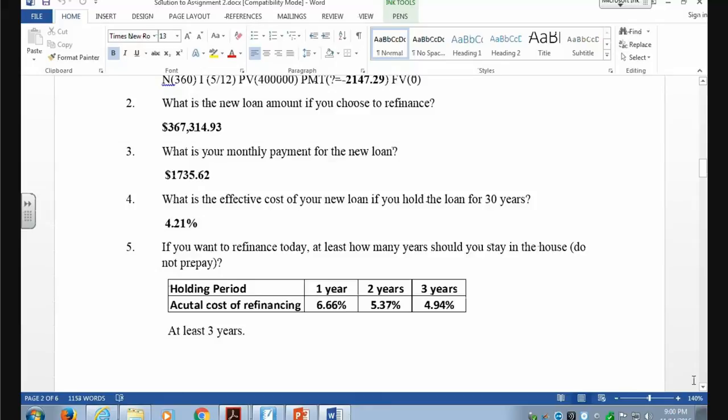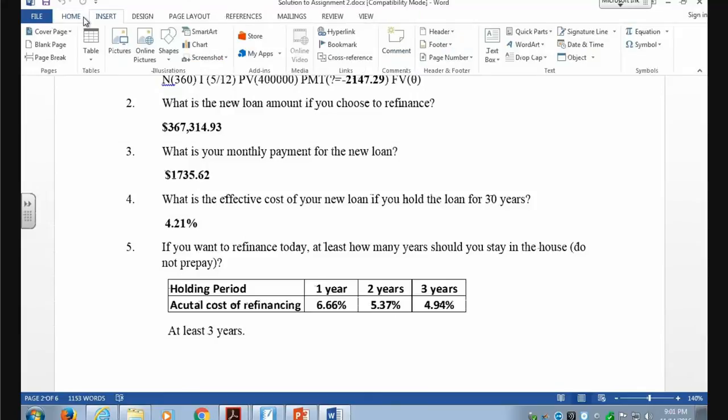Are the numbers transposed? Isn't it supposed to be 1,750, 362? Yeah, that's why your 1,753 effective cost is wrong. Oh, this is not right. No?